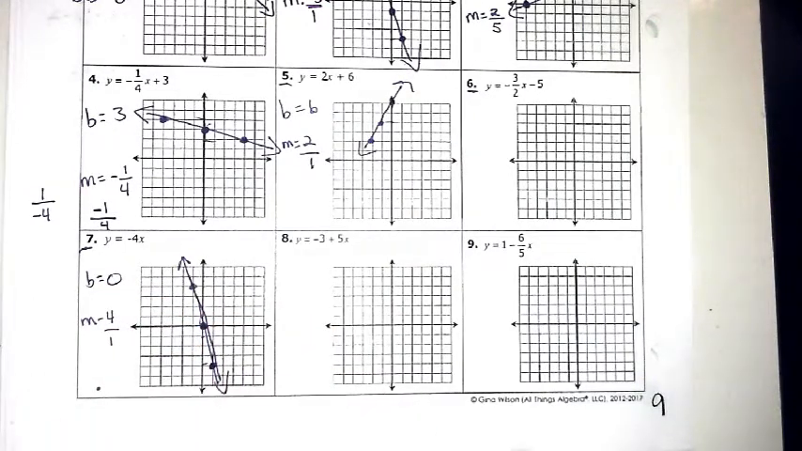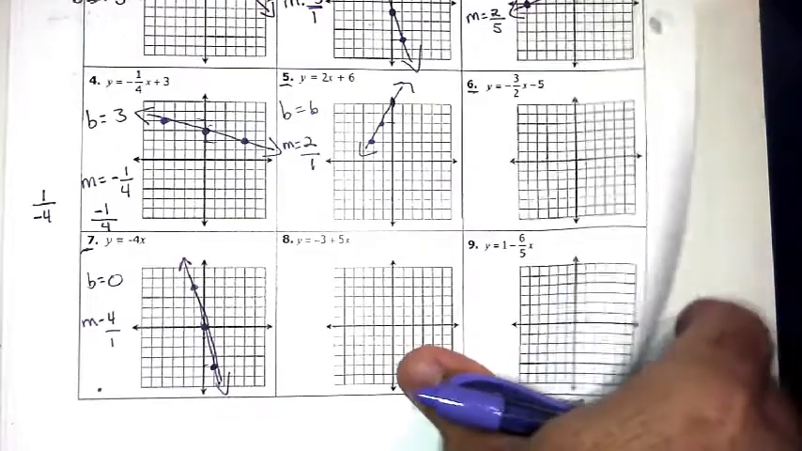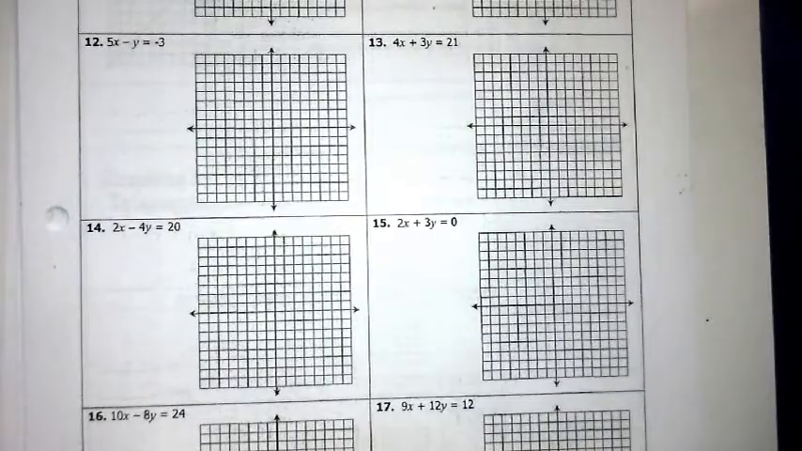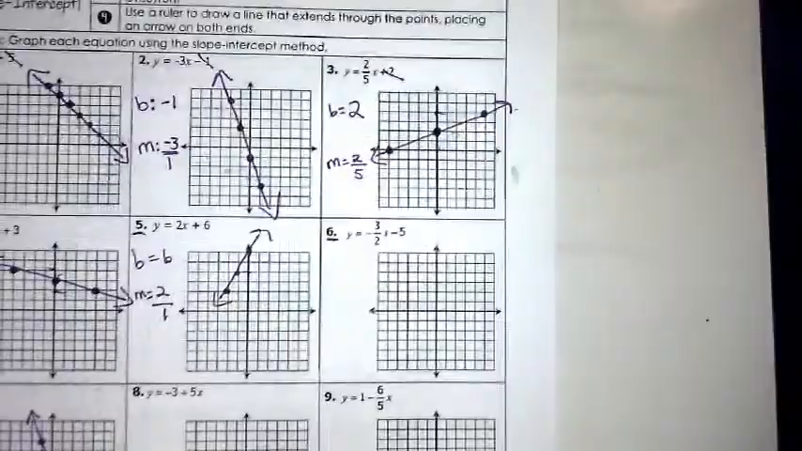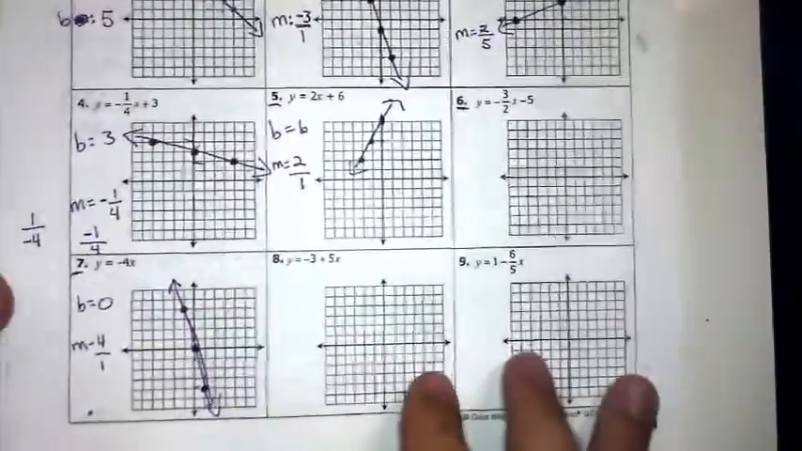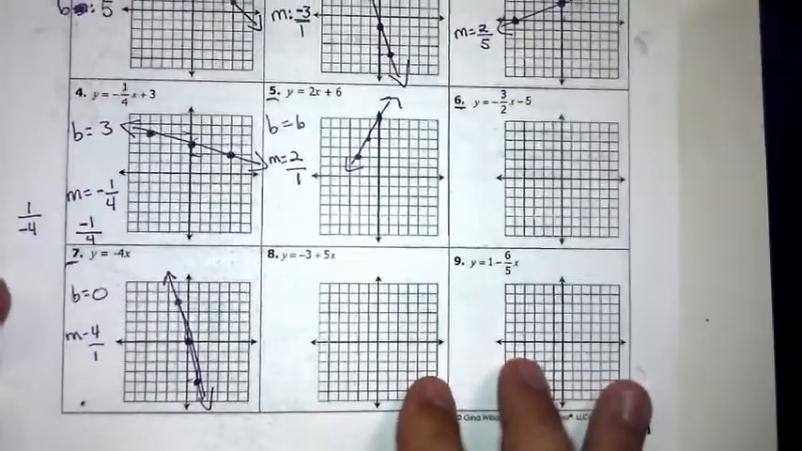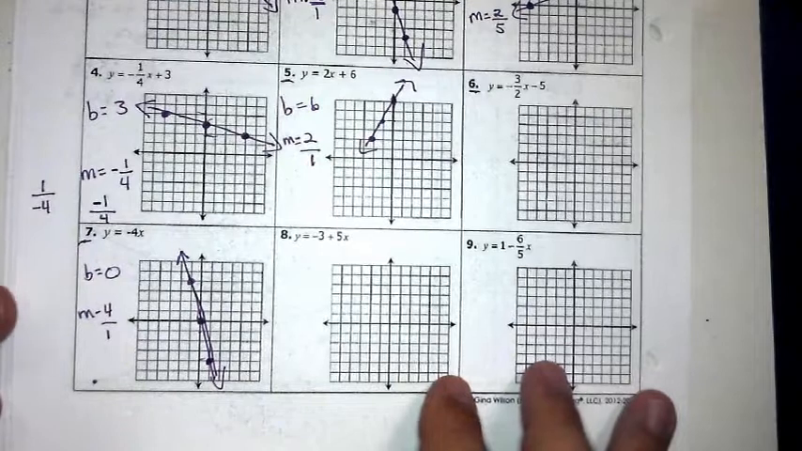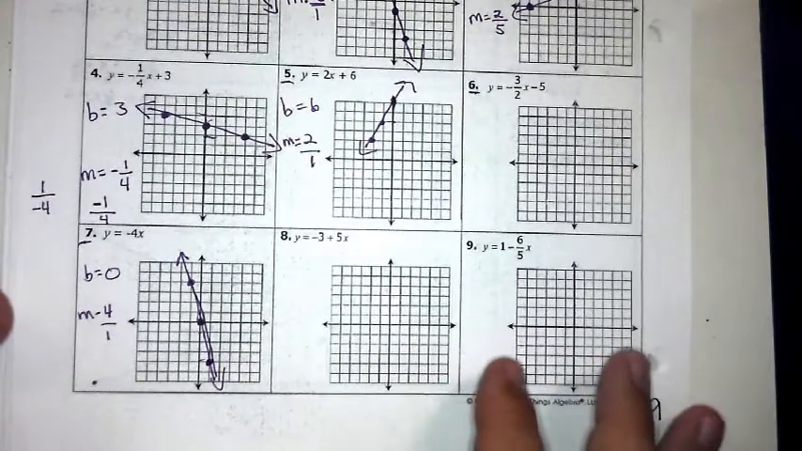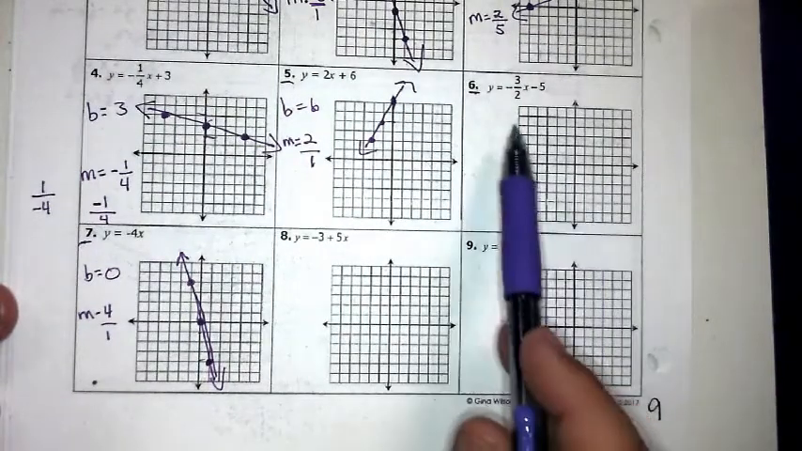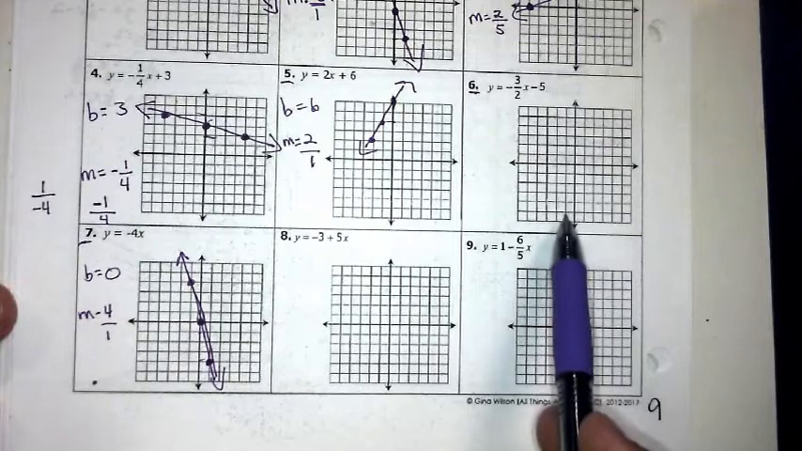Yes, Ben? On number 6, why is it like towards the left? Say it again? Like on number 6, you know how it's 3 over 2? Like, why'd you make the line go towards the left? Because it's negative. So that gives me a negative slope. Oh, so the whole thing's negative? The whole slope's negative. Whole thing's negative, right?